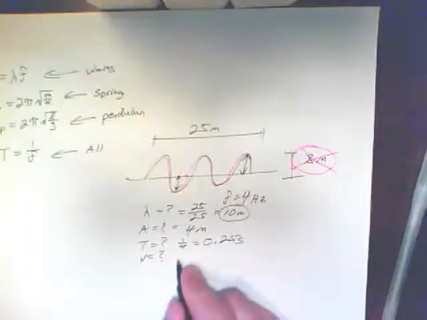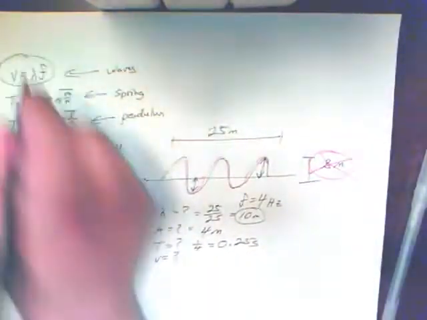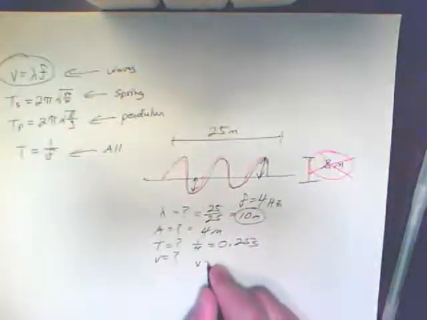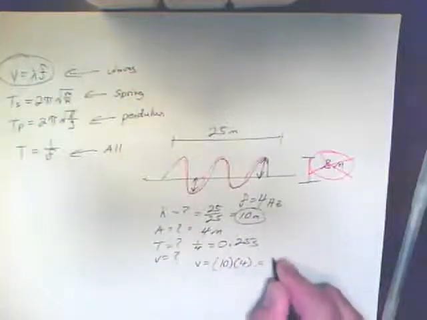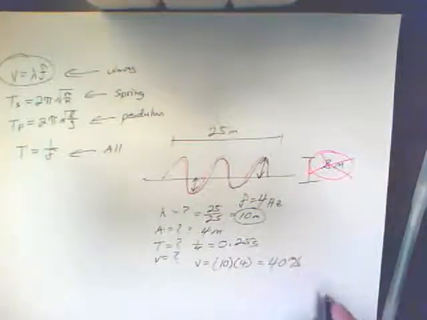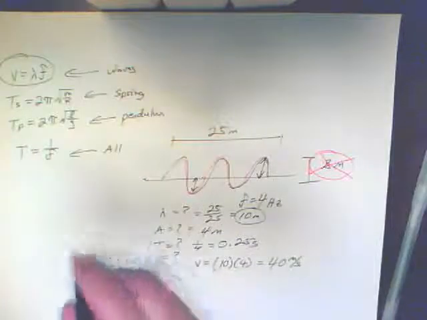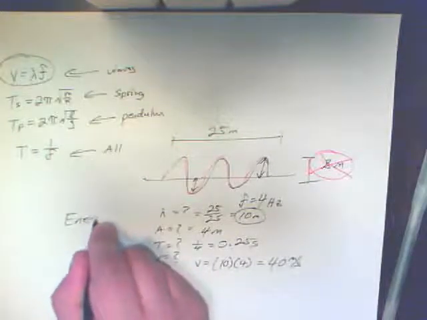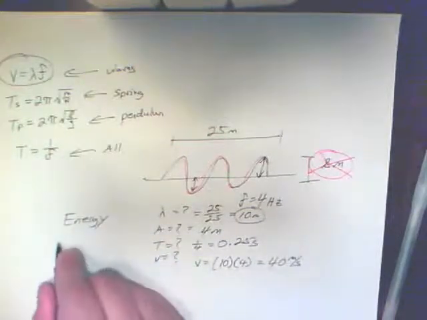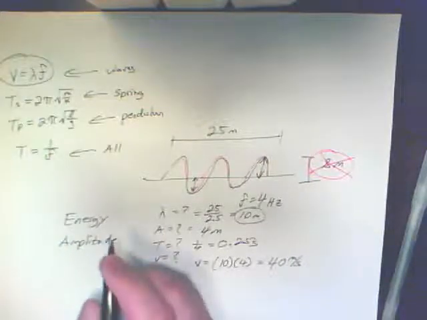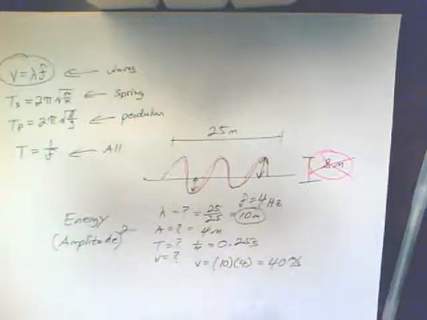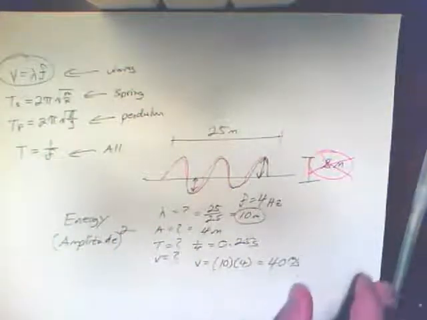The speed. We're going to use the first equation that we talked about over here. We can use it because it's a wave. V is 10 times 4 or 40 meters per second. Waves are a transfer of energy. They move energy from one place to another. The energy is contained in the amplitude. You will not need to know specifically the equation for it, but you will need to know that it depends on the amplitude squared.